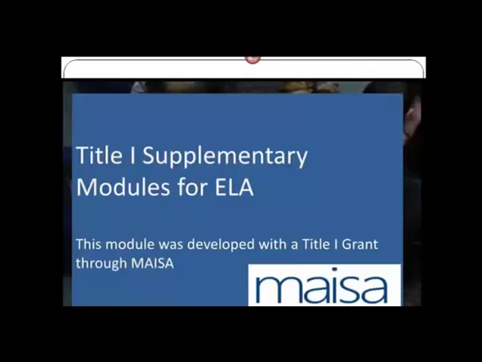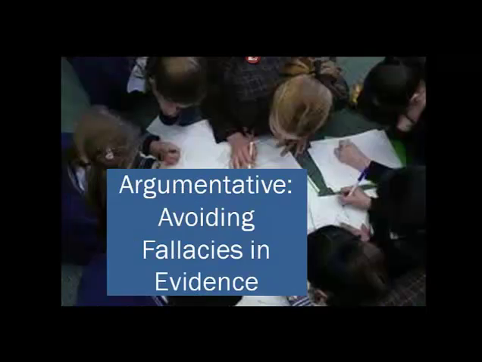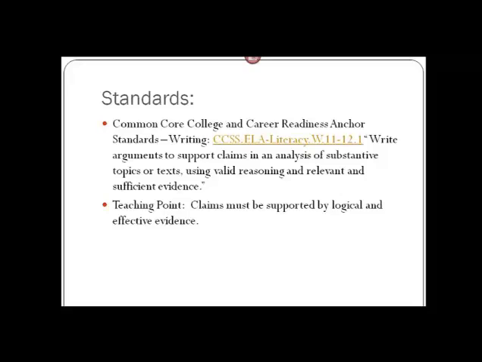This is a Title I supplementary module for ELA, focusing upon argumentative writing and avoiding fallacies in evidence at the secondary level. The standard assessed focuses upon the Common Core College and Career Readiness Anchor Standard for writing. The specific example of that standard for the 11th and 12th grade Common Core is to write arguments to support claims in an analysis of substantive topics or texts using valid reasoning and relevant and sufficient evidence.